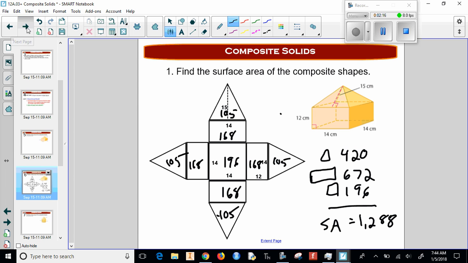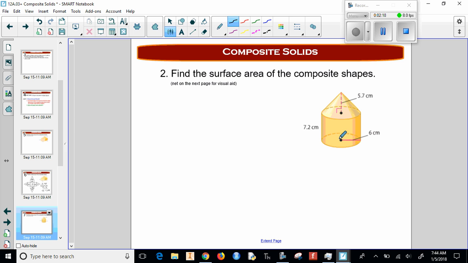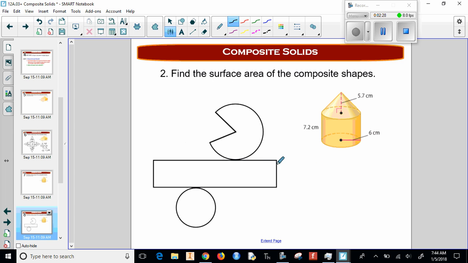All right, on to our next shape. Here we have a cylinder, the outside and the bottom, along with the lateral surface area of a cone. So if I put this out, we have the lateral area of the cylinder, the base, and the sector on top. So now we just have to find the surface area.